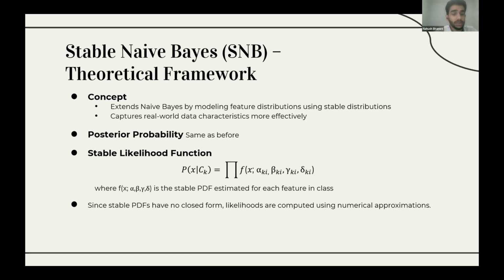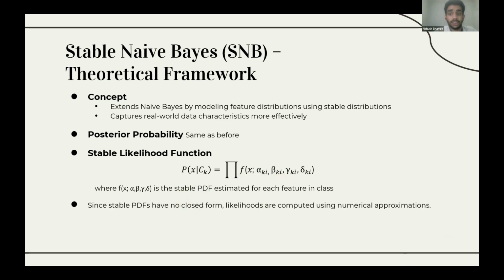And all the parameters alpha, beta, gamma, delta are unique for each feature in each class. The likelihood for a data point belonging to class Ck is given by the product of the stable probability density function evaluated at each feature value using the parameters estimated for that class.